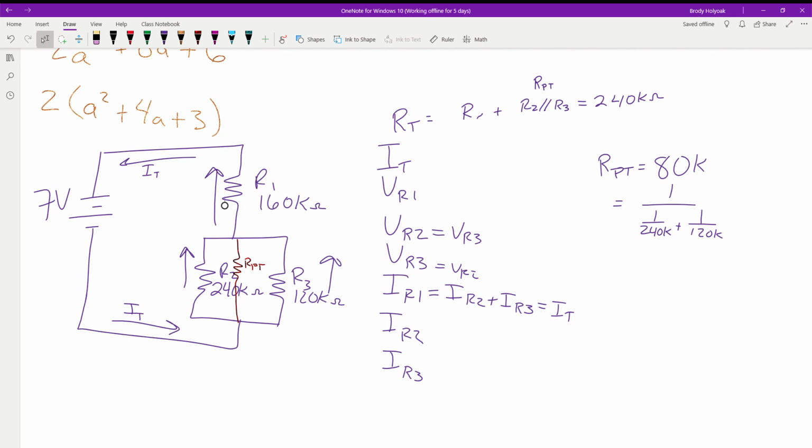So I total is equal to IR1, which is equal to IR2 plus IR3. So current splits, comes back together. Kirchhoff's current law, sorry, not voltage law. Current hits this node, splits, goes through the resistors, comes back together, and then heads out.